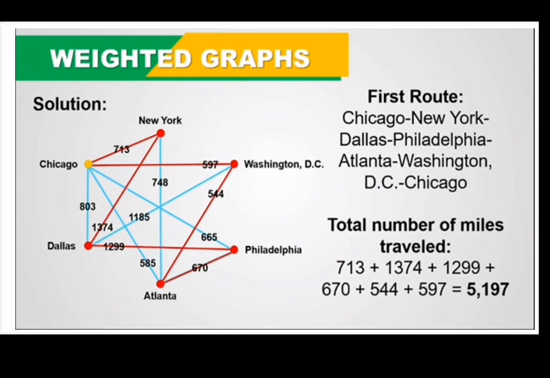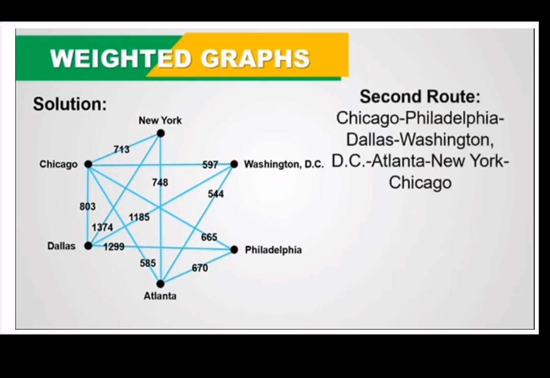Now let's take our second route. We could have this one. If we start in Chicago, and then go to Philadelphia, then to Dallas, then to Washington, D.C., then to Atlanta, then to New York, and then to Chicago. So this is our second route, and we will do the same thing we did in the first route.